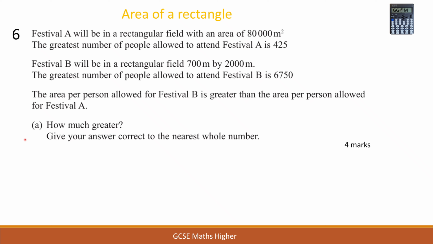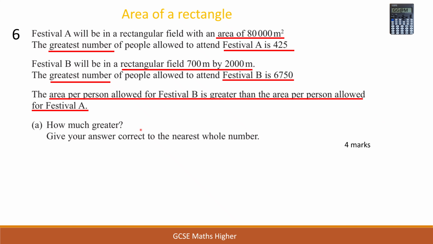Fantastic. So key words in this question are: you're told you've got a regular field and the area is 80,000 metres squared. The greatest number of people that are allowed to attend the festival is 425. That's for Festival A. Festival B, we have got the rectangular field, which is 70 by 200. And the greatest number of people to attend this festival is 6,750. Now, the area per person allowed for Festival B is greater than the area per person allowed for Festival A. You've got to work out how much greater, giving your answer to the nearest whole number.